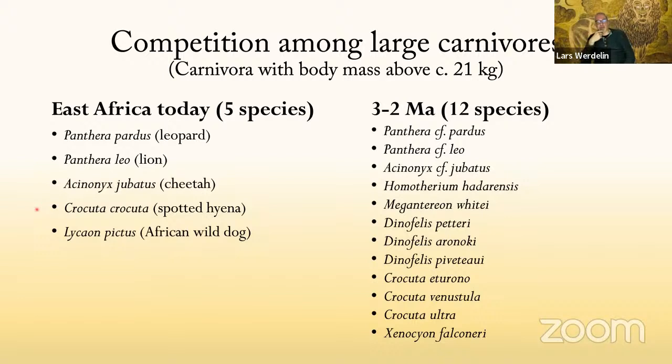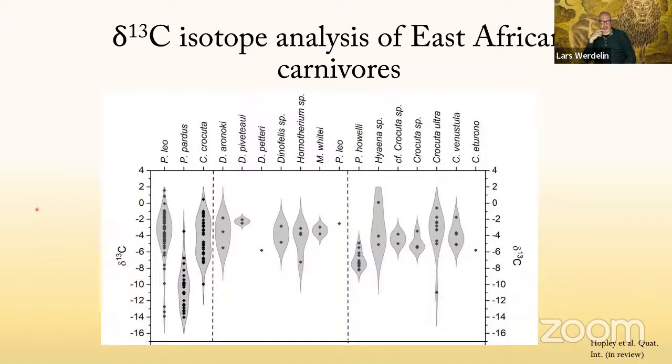So just looking at this list, you can realize that, yes, there was more competition. And you would expect, given this competition, that there would be more niche separation between these species, but that doesn't seem to be the case. So here's data that are unpublished, but in review. And you can see here, these are delta C13 values for lion, leopard, and spotted hyena. We'll concentrate on the felids here because hyenas would tend to show the signal of whatever animal killed the animals that they eat. I mean, spotted hyenas and lions have very similar diets overall.